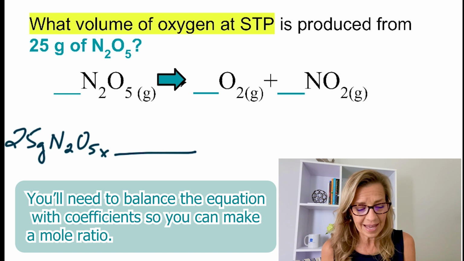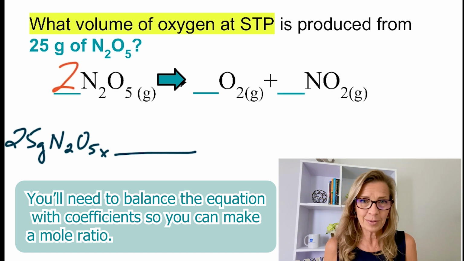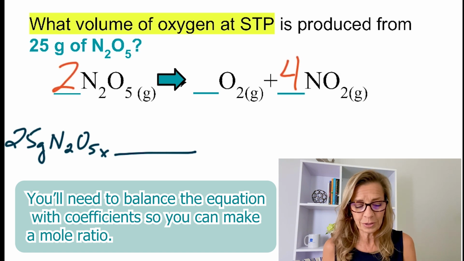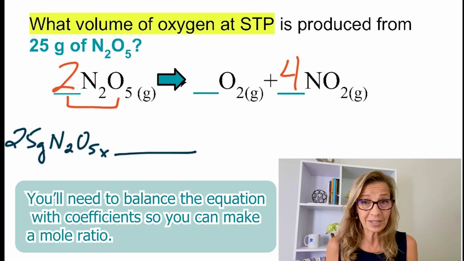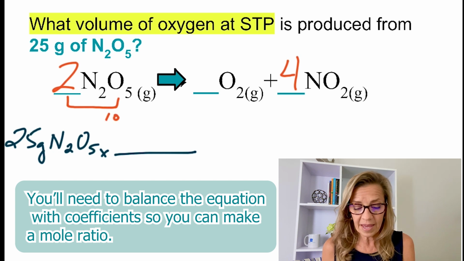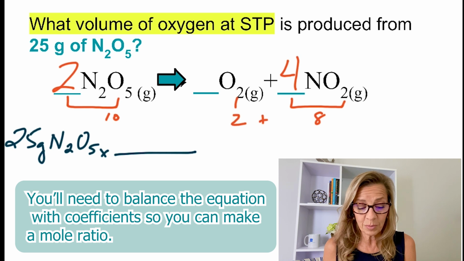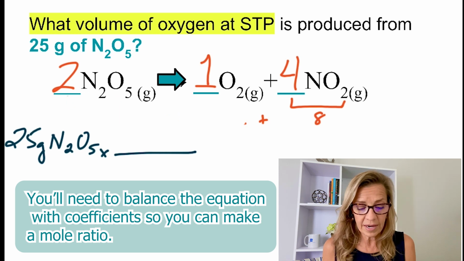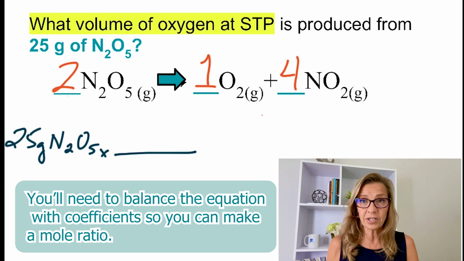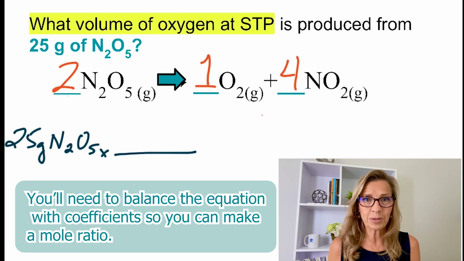And let's see, I think I need to use a 2 there to get 4 nitrogen to make the oxygen work. So on the left side I have 2 times 5, or 10 oxygens, and then here I've got 4 times 2, 8, plus 2 more. So there you go. I'm going to use a coefficient of 1 right there for the oxygen. Okay, now that we have a balanced chemical equation, we can do all kinds of magical stoichiometry.